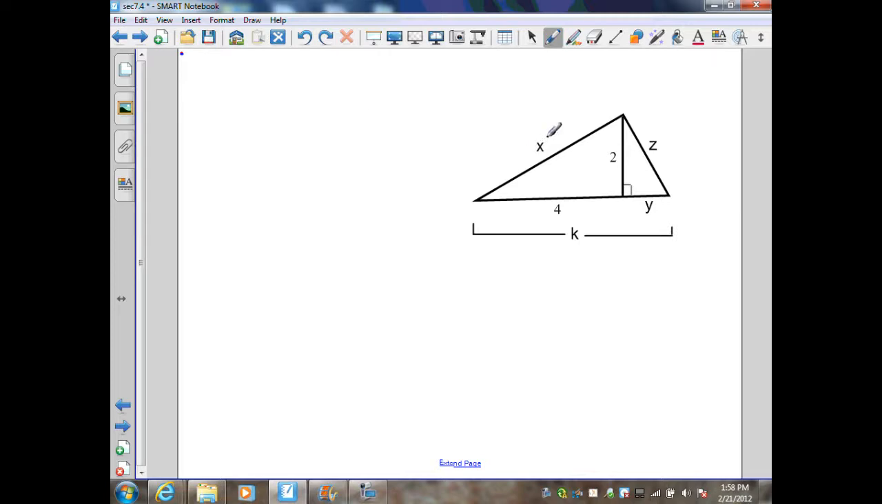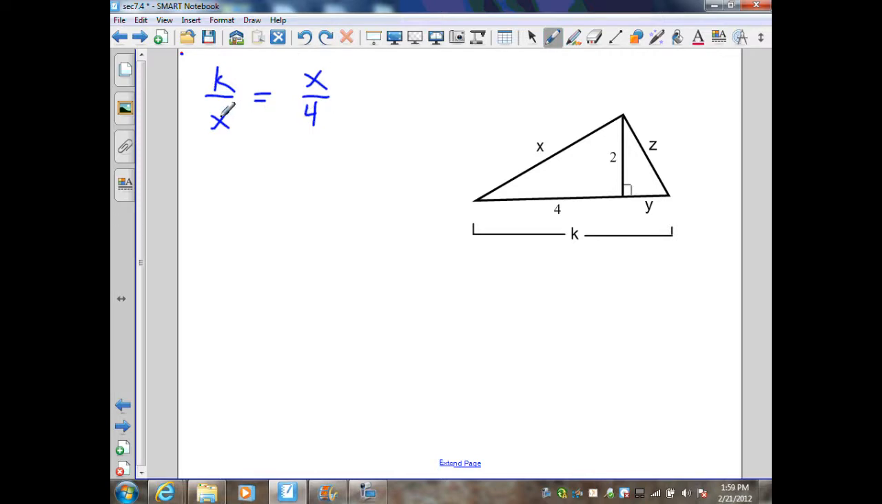If I start with one of the legs, I will set up a proportion and use corollary 2, which means the leg is the geometric mean between the hypotenuse, k, and the segment of the hypotenuse adjacent to the leg, which is 4. In this proportion, I have two unknowns, and therefore I cannot solve for those unknowns. So this proportion doesn't get us anywhere.